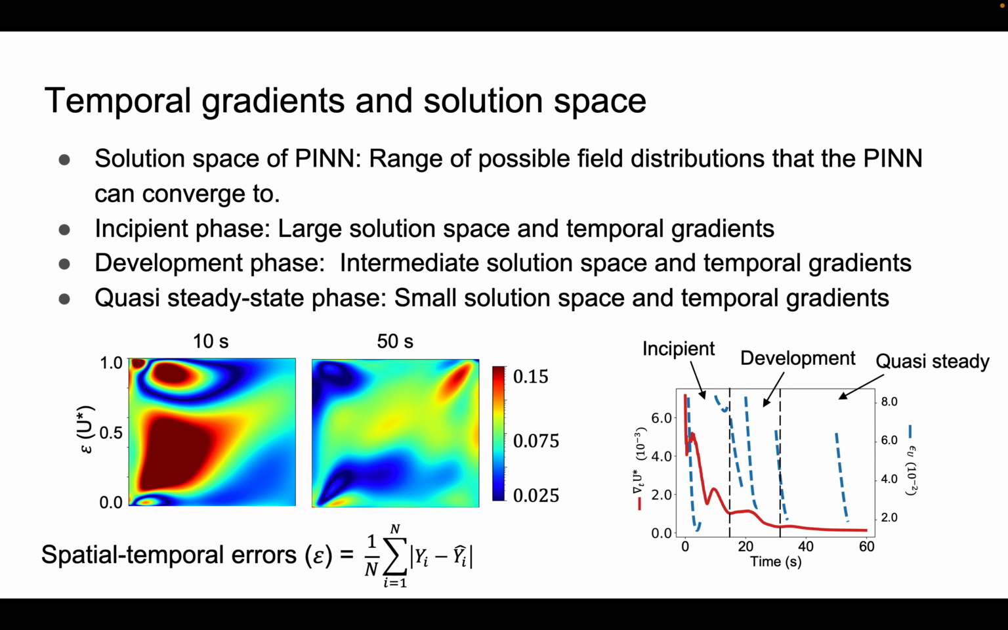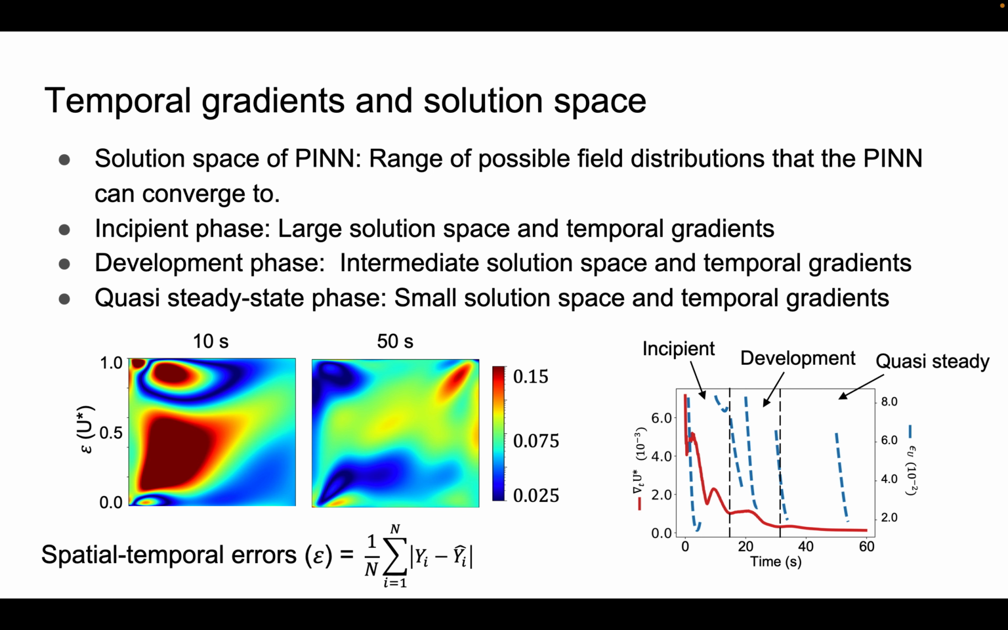So now we look at the temporal gradient and the solution space. So we define the solution space of PINN to be the range of possible field distributions that the PINN can converge to. So it's kind of analogous to thinking about the degree of freedom of our output space. And then here we define the incipient, development, and steady state phases here. And the figure on the bottom left here shows the error of the x velocity at time equals 10 and 50, and we see that at time equals 10 we have a larger error. And the figure on the right here shows the error versus time, and then also the gradient of the velocity. So we see that the velocity gradient starts out high and then decreases, and then we see the error there.